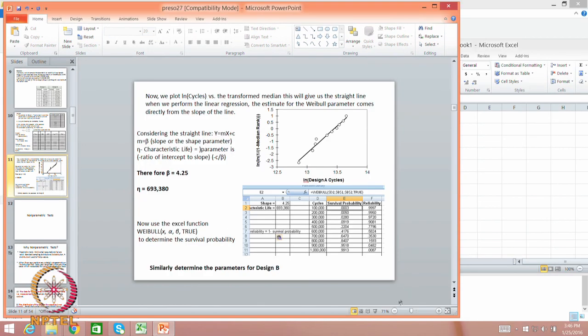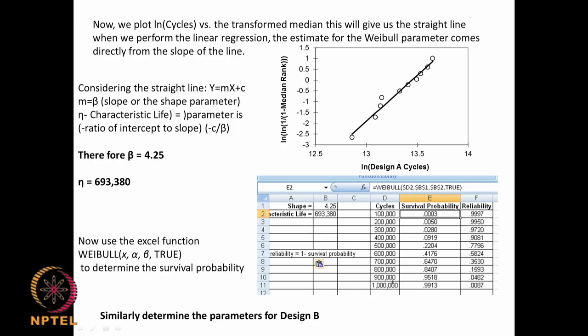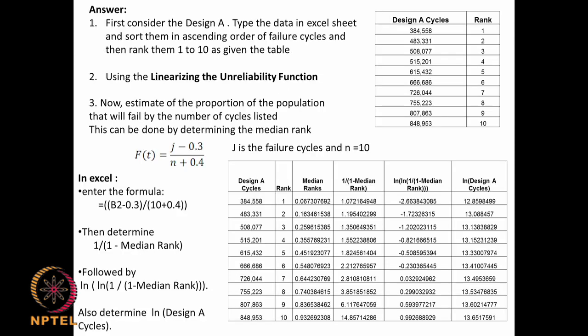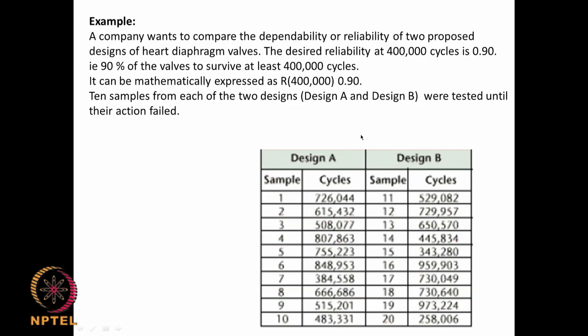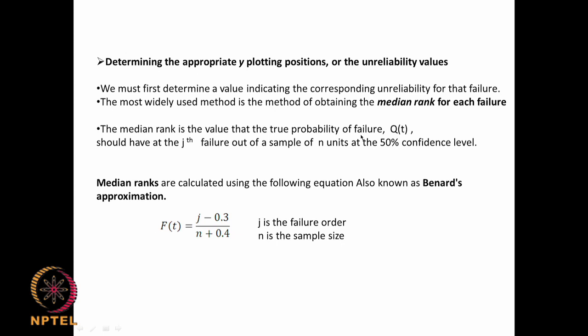The other one, the design B, same type of calculation, and we can determine the survival probability. Okay. And then from these two we can decide which design to accept. This is how you need to do. It looks very complicated, but it is a very useful type of approach. Let me explain once more.